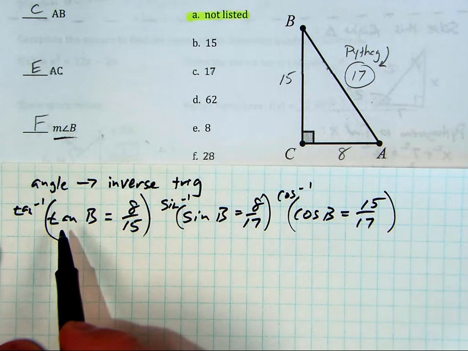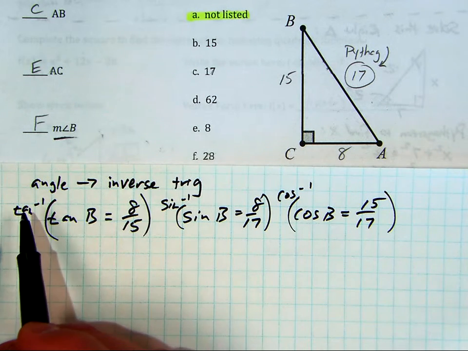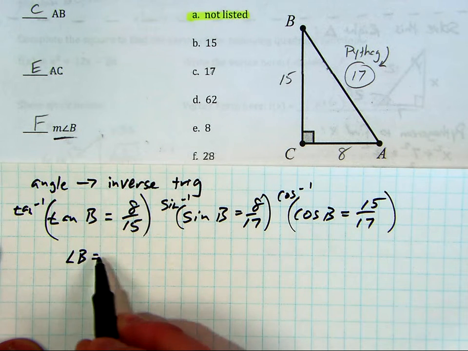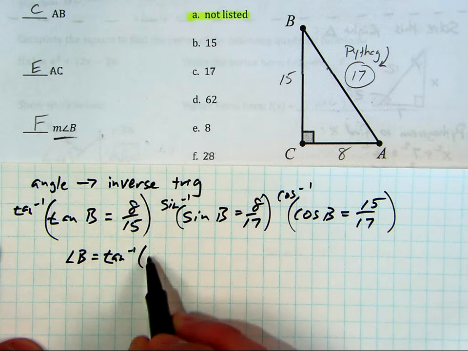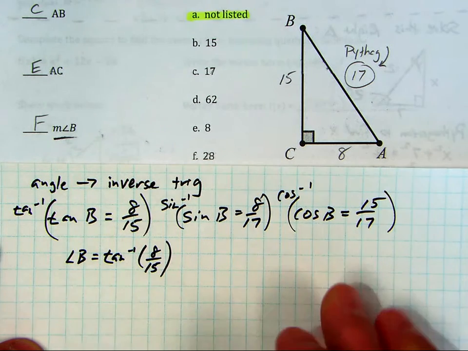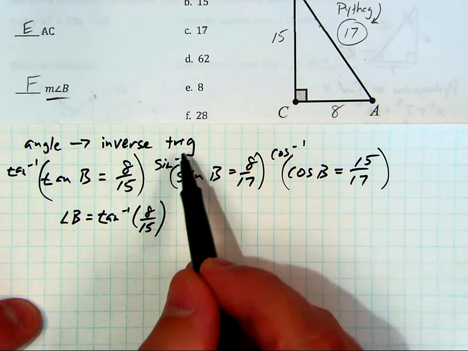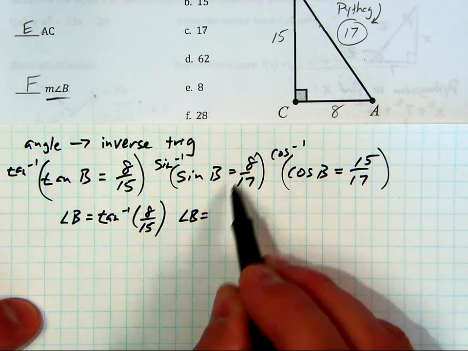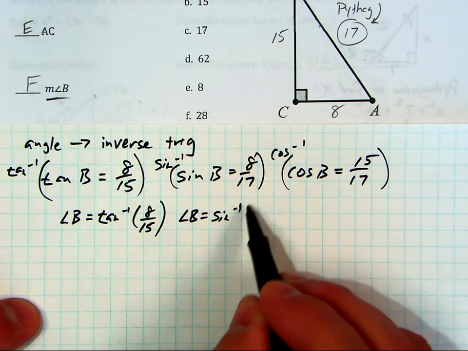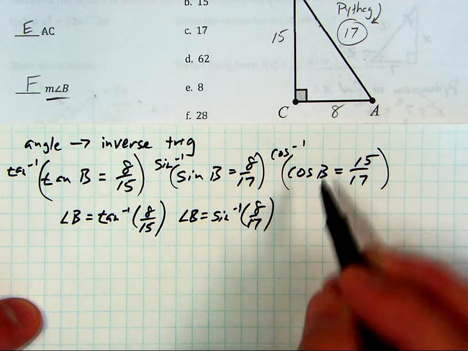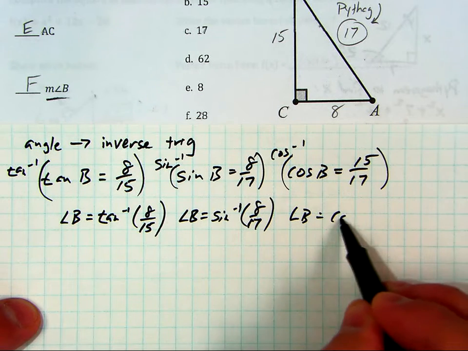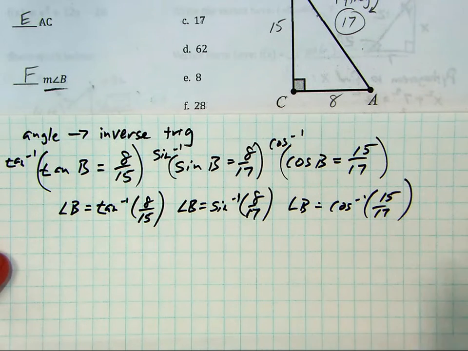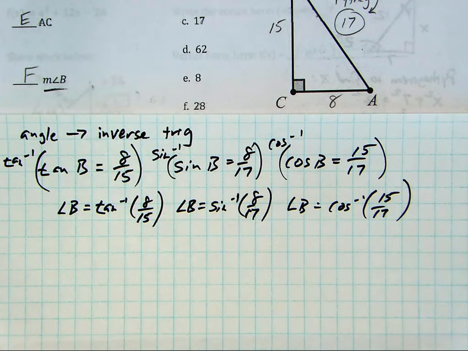So, do you guys remember inverse functions kind of cancel each other out? So, what do you think the tangent inverse of tangent is? It's just going to be angle B. Is everybody okay with that terminology? Same thing here. Sine inverse of sine is just going to pop out angle B, which is what we want. But on the right side, it's still going to be sine inverse. Same thing here. Angle B equals cosine inverse of 15/17. Now, ideally, all three of these numbers should return about the same value, correct?